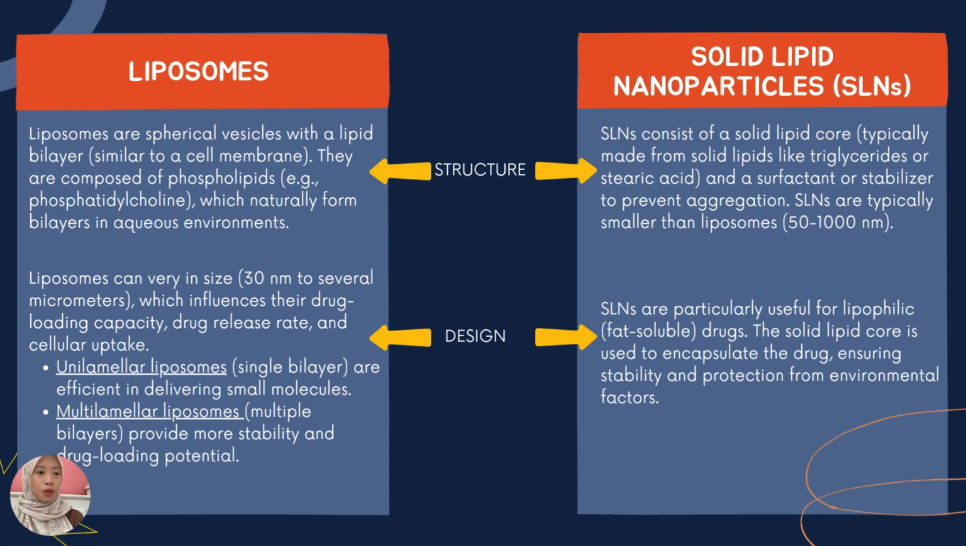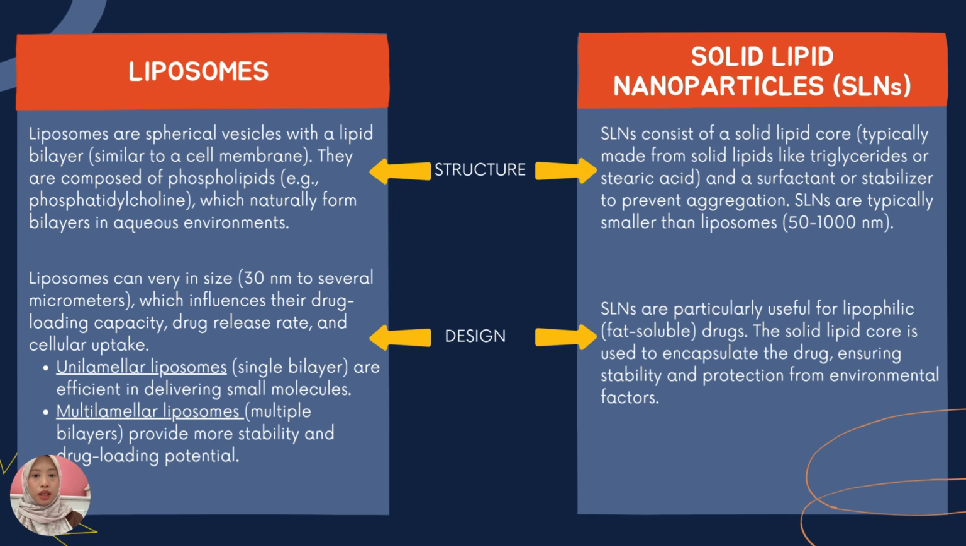For the design, liposomes can vary in size, from 30 nanometers to several micrometers, which influences the drug loading capacity, the drug release rate, and also the cellular uptake. There are two types of liposome. The first one is the unilamellar liposome, which has a single bilayer, and is efficient in delivering small molecules. And the second one is the multilamellar liposome.